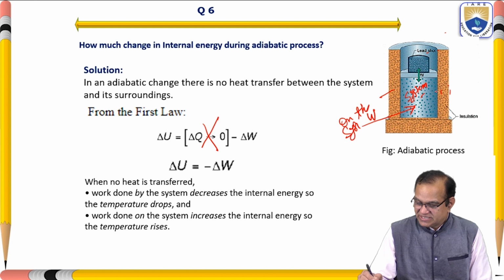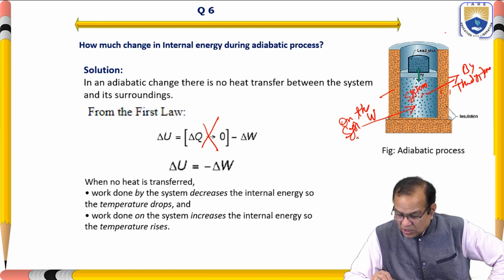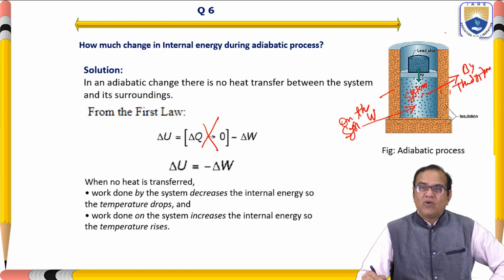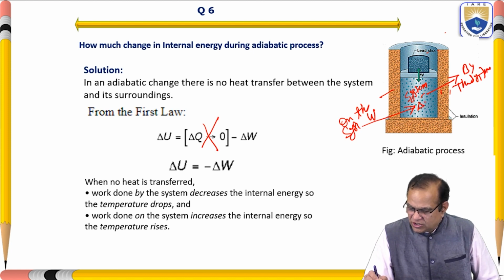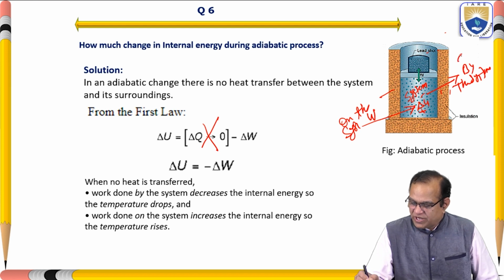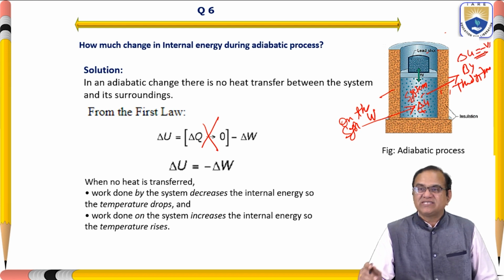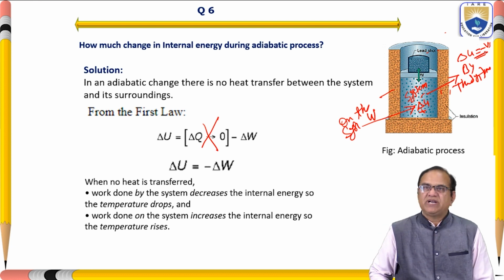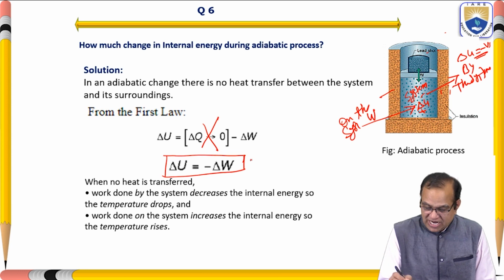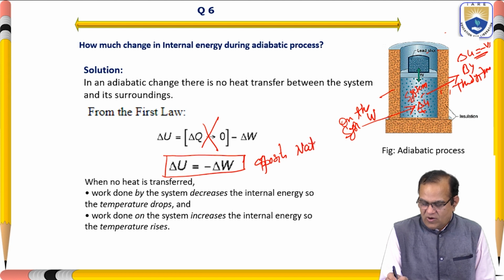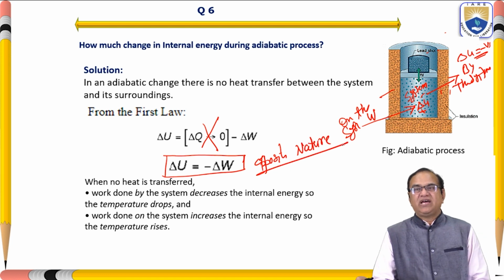This is the work done by the system. If it is going out, it is by the system, and if it is going in, it is on the system. So work done on the system increases the internal energy. So if you are doing work on the system, delta U will be positive, and if it is going out, then delta U will be negative. That is the meaning of this statement, which shows that work and internal energy have the opposite nature.